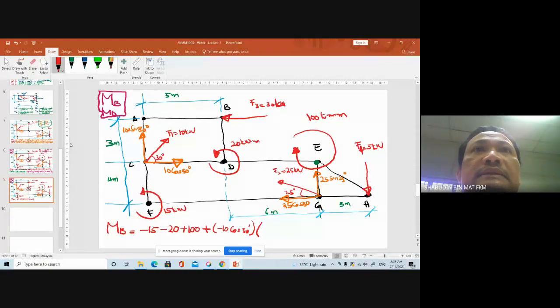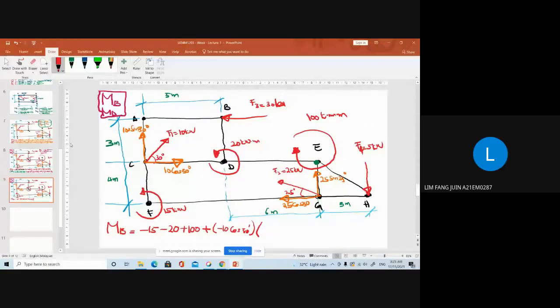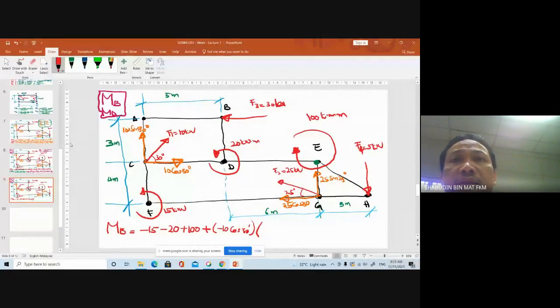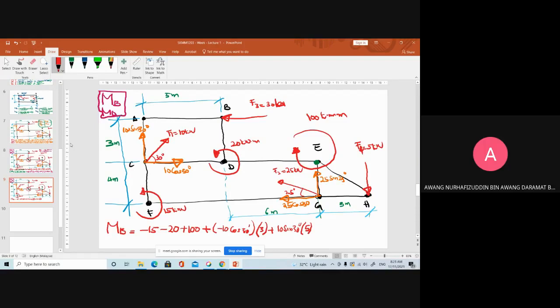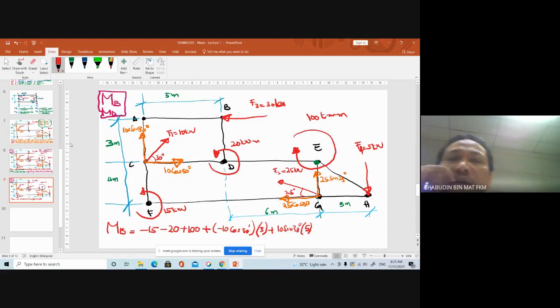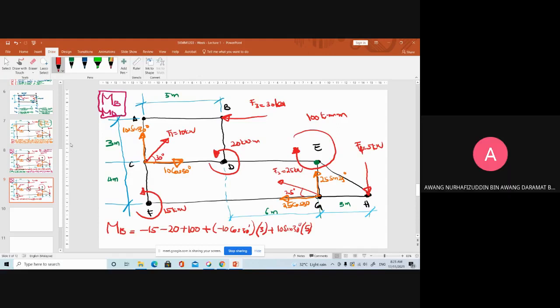Negative 3. 3, yes, negative that one. What else do you have? Plus what? 10 sine 30 degrees, multiply by what? What else do you have? 5. Which 5? This one, this component, F4, the one at point H.